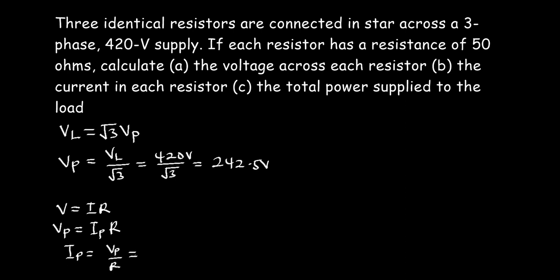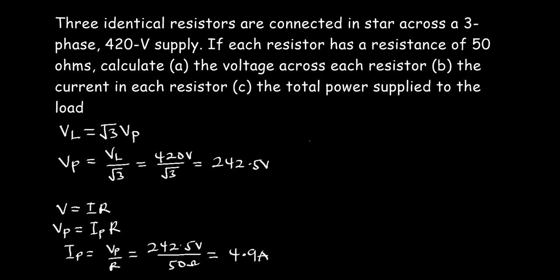We already know the value for the phase voltage, which is 242.5 volts, divided by the resistance, which is 50 ohms for each one of them. So let's simplify this and see. So you're going to have 242.5 volts divided by 50 ohms. So when we do this, you're going to get 4.85, which I write as 4.9 amperes. So this will be the phase current flowing through each of the resistors.